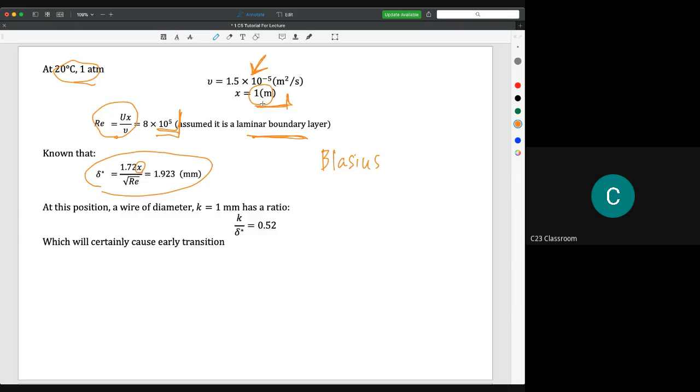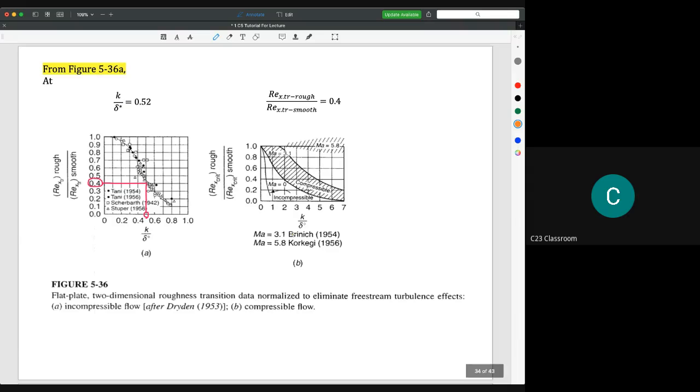From the question, we know that the wire diameter is k equal to 1 millimeter, and we can calculate the ratio k over delta star as 0.52. Why do we need to calculate this ratio? Because we depend on these ideas. From the textbook, in figure 5.3, there is one piece of research comparing the location of a trip wire on a flat surface and so on. Finally they came up with this graph.